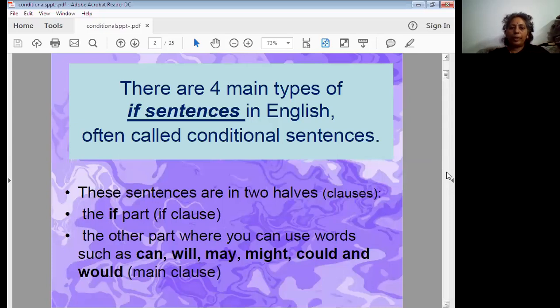There are four main types of if sentences in English. We know that they are often called conditional sentences. These sentences are in two parts, and those parts are called clauses. The if part is the if clause. The other part, where you can use words such as can, could, will, may, might, would, is the main clause. So finally, we have two parts in the same sentence, and those are the clauses. The if part is the if clause, and the other one is the main clause. So now you can watch this.